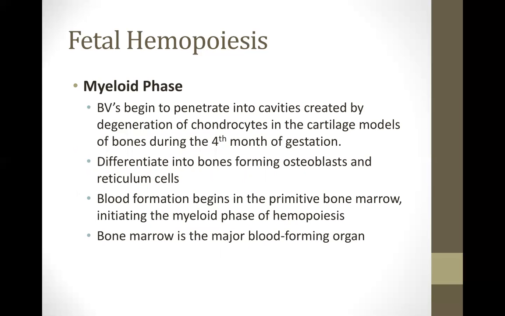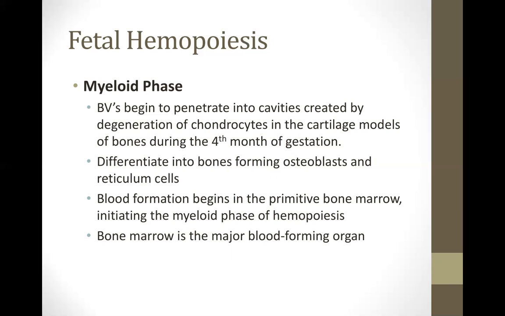Now, the blood vessels will begin to penetrate into cavities that are created by the generation of chondrocytes. And what are chondrocytes? These are known as your cartilage cells, right? Now, this blood vessel formation from these chondrocytes will begin during the 4th month age of gestation. In this phase, they will differentiate into bones, forming your osteoblast and reticulum cells.